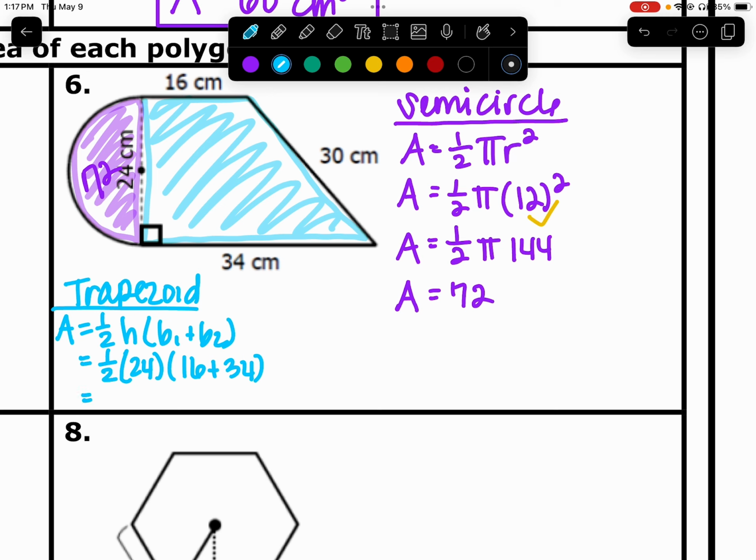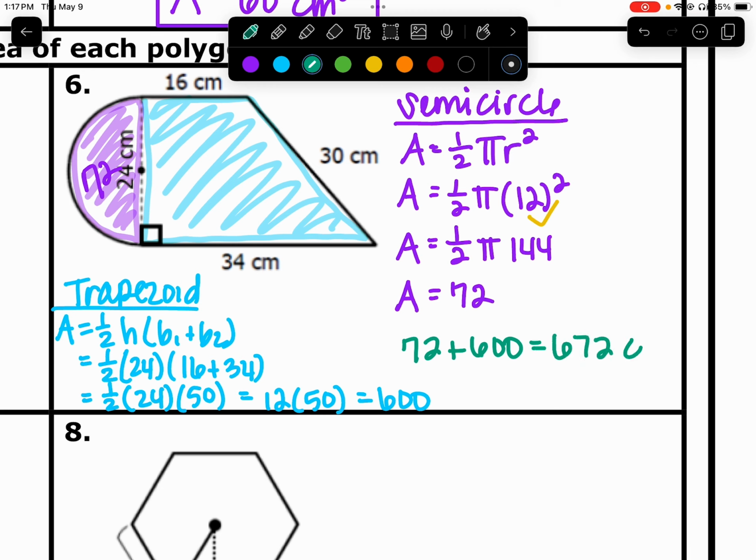Okay, so that's going to be 1/2 times 24. We'll do parentheses first. That'll give us 50. Half of 24 is 12. And then that'll be 600. All right, so to find the area of the whole thing, we need to add the 72 and the 600. And that'll give us 672 square centimeters for this entire composite figure.